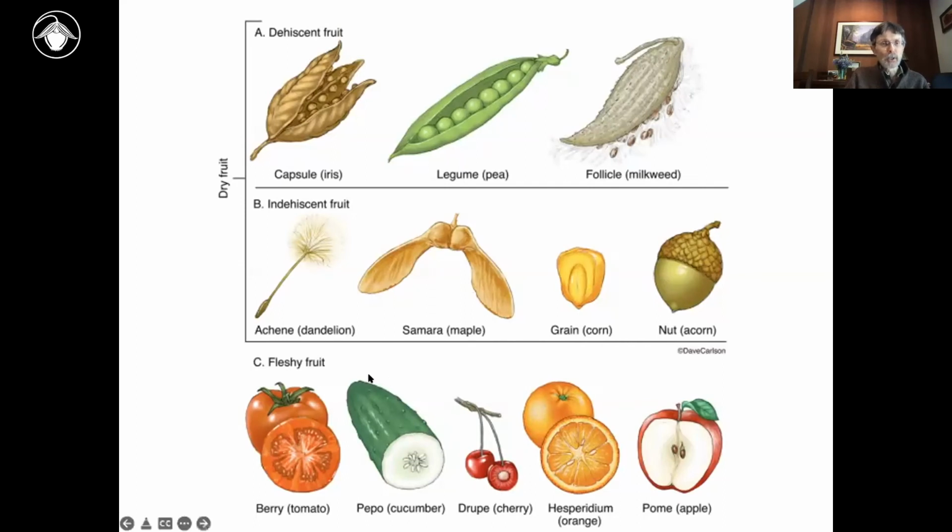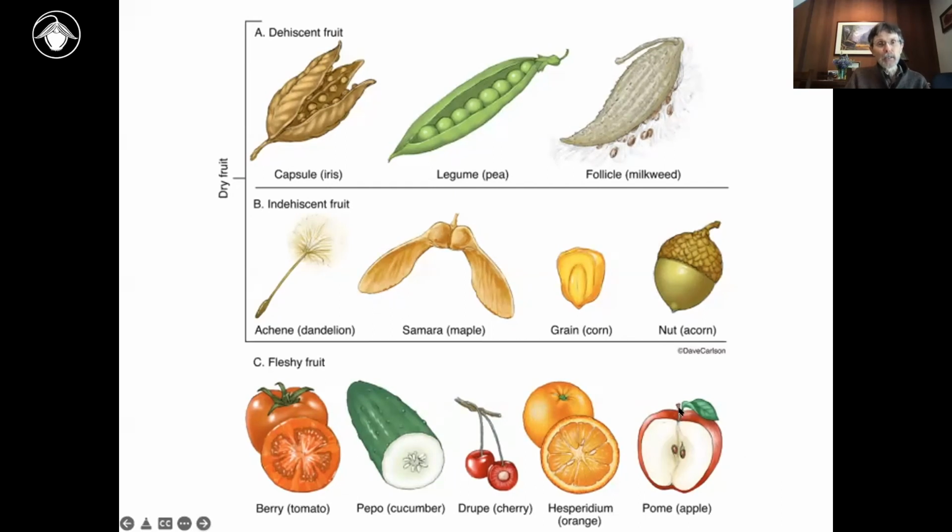And this term pepo is a special name for the berry of a member of the Cucurbitaceae, the cucumber family. Hesperidium is the specialized term for the berry of a member of the citrus genus that have these highly partitioned fruits with a rind.